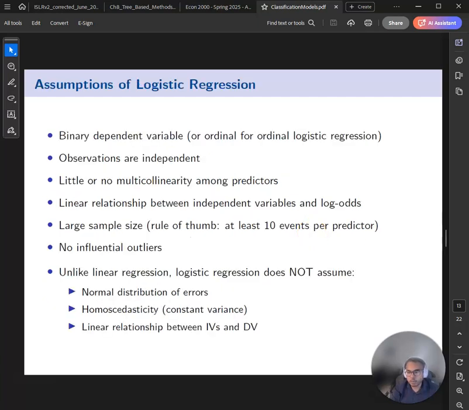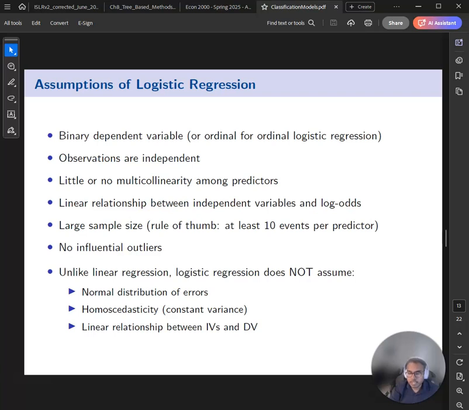Like any statistical model, logistic regression has certain assumptions that we need to take into account. First, we need a binary dependent variable, which is kind of obvious, because if you're using ordinal logistic regression, the outcome would need to be ordinal. This is the fundamental design. We also assume that observations are independent of each other. This is important for the statistical validity of our results.